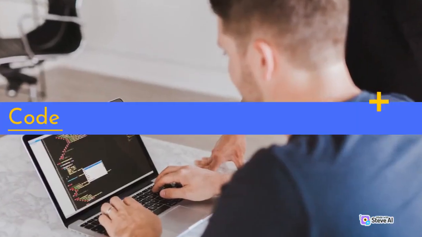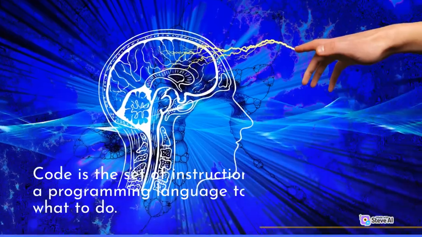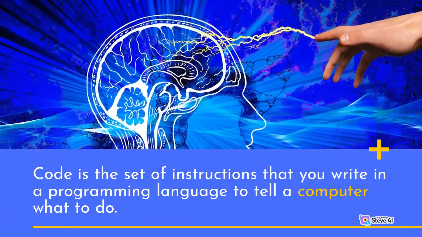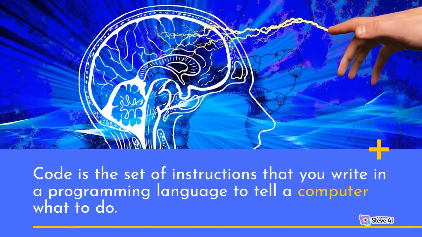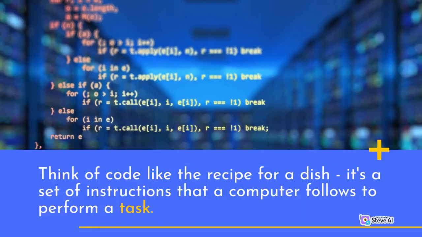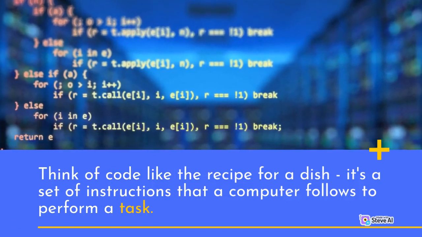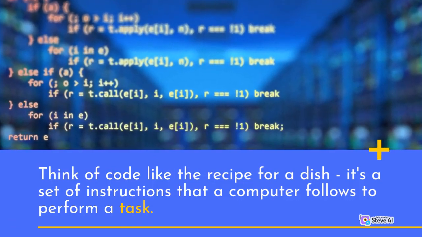Code. Code is the set of instructions that we write in a programming language to tell a computer what to do. Think of code like the recipe for a dish. It's a set of instructions that a computer follows to perform a task.